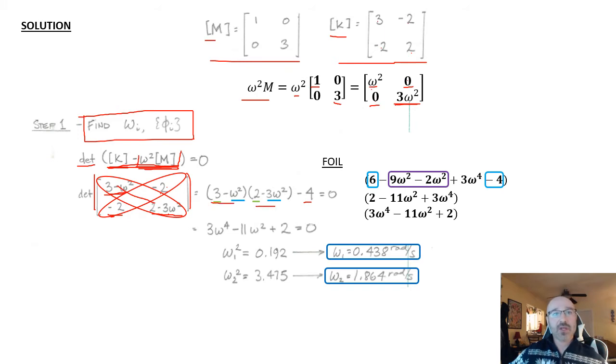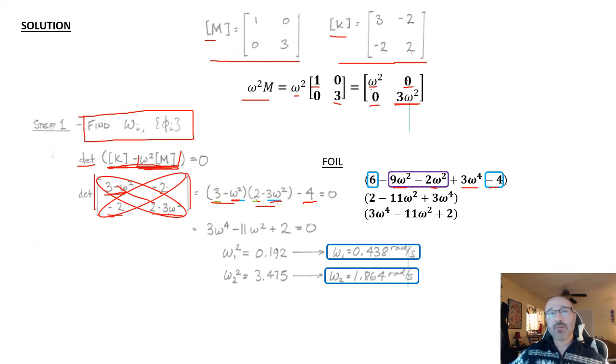So now from this, I can FOIL that out. First, 3 times 2 is 6. Outside, we have 3 times 3 omega squared, which is 9 omega squared. Inside is omega squared times 2, which is 2 omega squared. Last, we have negative omega squared times negative 3 omega squared, which gives 3 omega to the 4th positive, and then our negative 4 is simply our negative 4. So we end up with 6 minus 9 omega squared minus 2 omega squared plus 3 omega to the 4th minus 4.